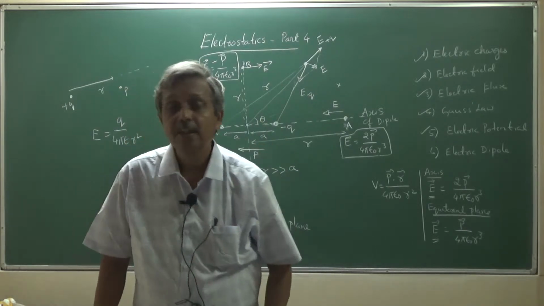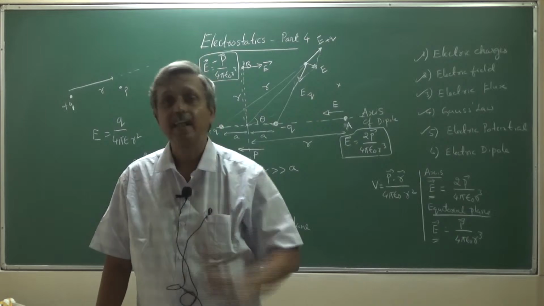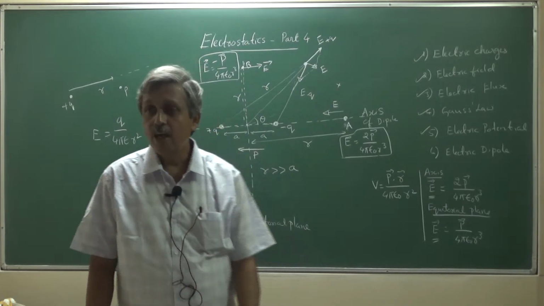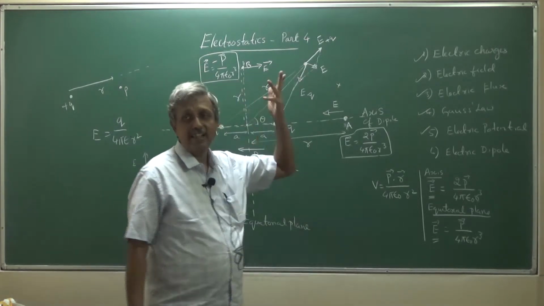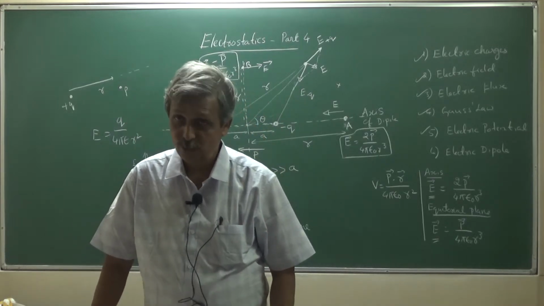Why is it possible for potential to be calculated for any point? Because potential is a scalar. So we don't have to do vector addition. We just have to do scalar addition. Scalar addition is easy to do. That's why it is possible.